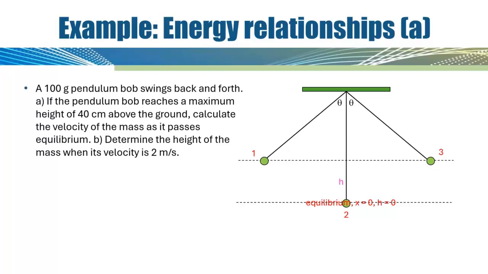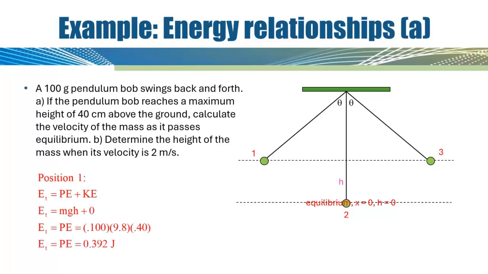A 100-gram pendulum bob swings back and forth. Letter A says, if the pendulum bob reaches a maximum height of 40 centimeters above the ground, calculate the velocity of the mass as it passes equilibrium. So we can solve this problem easily by thinking about conservation of energy. So we know that at position 1, all of the energy is potential and we have no kinetic energy. So the potential energy is mgh, and we find out that the potential energy, which is also equal to the total energy of the system, is 0.392 joules.